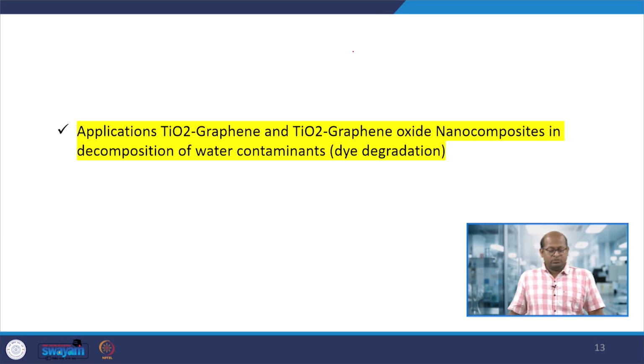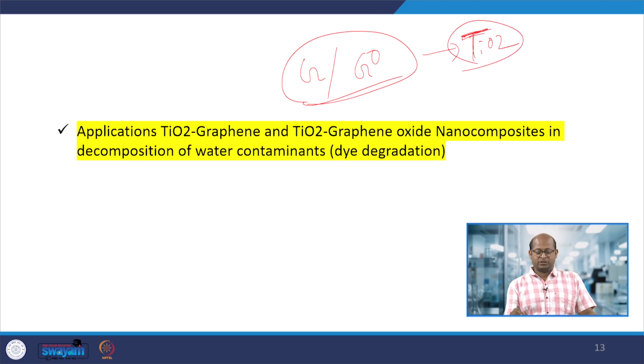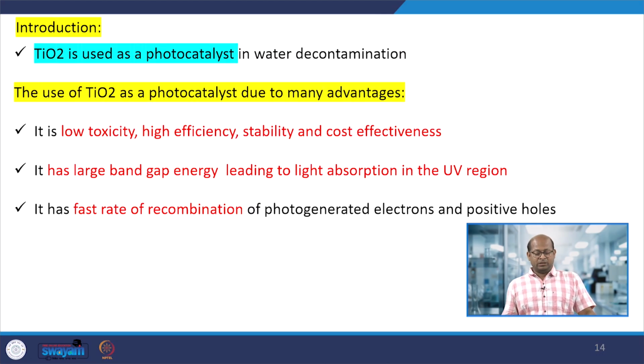Now here I said titania, graphene or graphene oxide. We can use them as carbon-based nanomaterials, combined with TiO2. TiO2 is another type of metal oxide with photocatalytic activity. This type of material can be used as a photocatalyst for different types of contaminants present in water, so that they can be degraded.